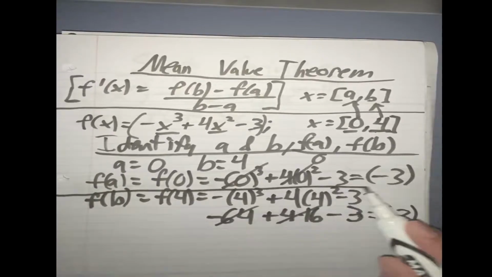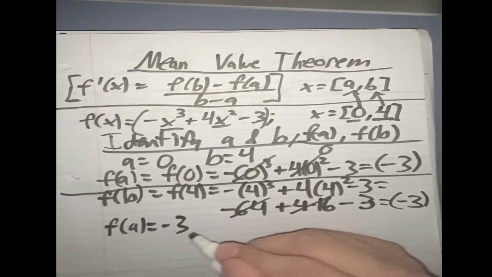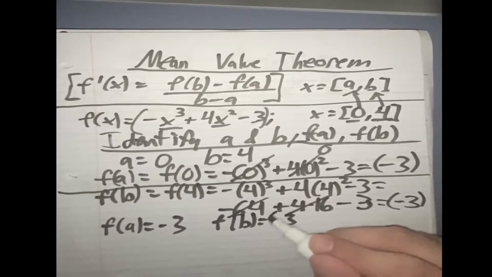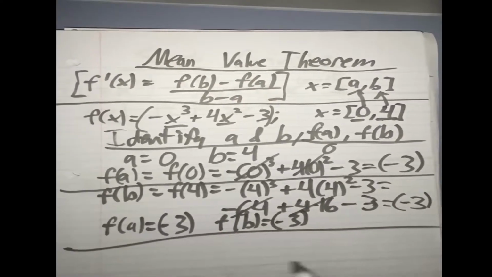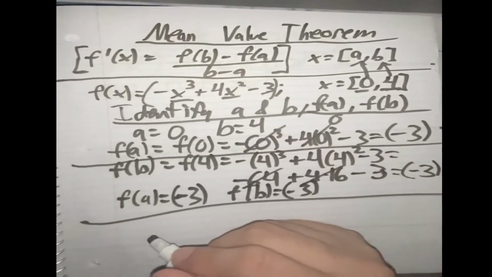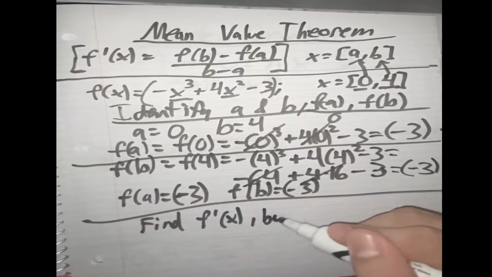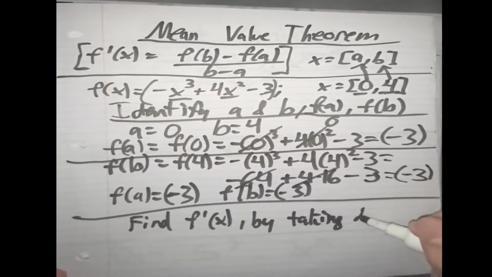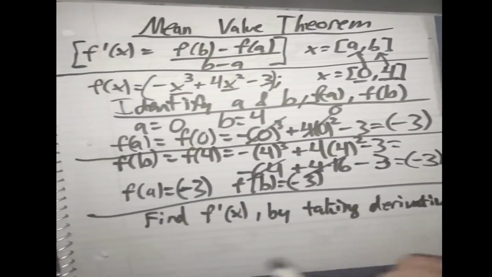I'm just going to draw a line to separate the two. F of A is equal to negative 3. F of B is equal to negative 3 as well. Now the next step is to take the derivative of f of x. So this is our f of x, and the next step would be to find f prime by taking the derivative of f of x.